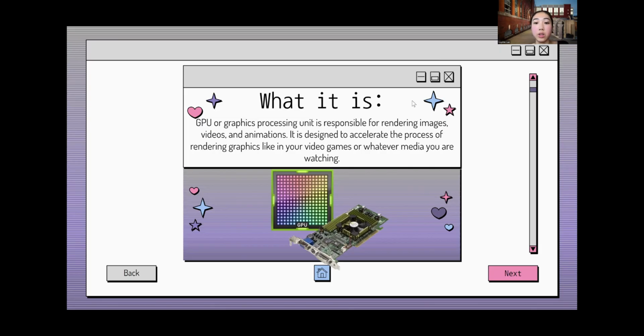So this is the GPU. When people think of GPU, they think of the graphics card, which is the one with the big fan thing. But no, the GPU is this tiny little chip inside the middle. The graphics card basically encases it.